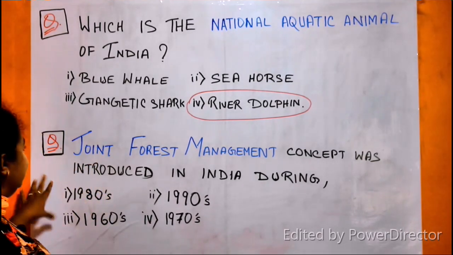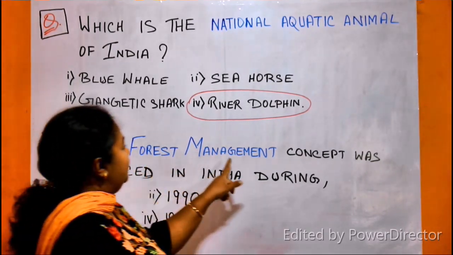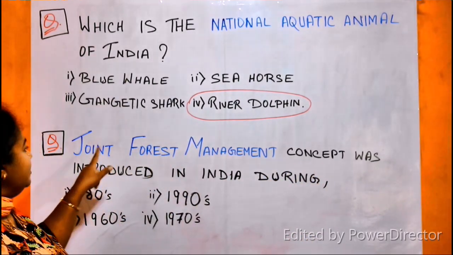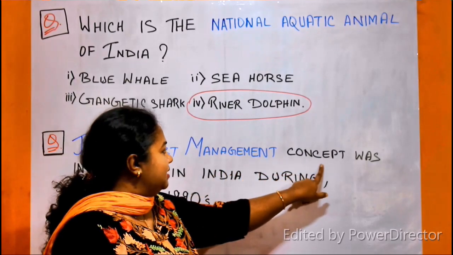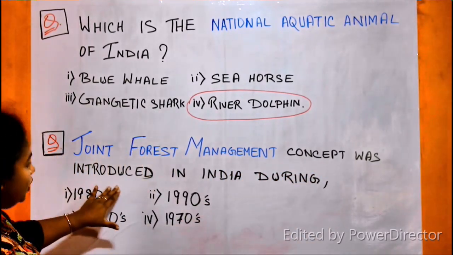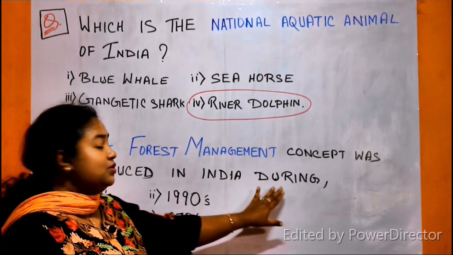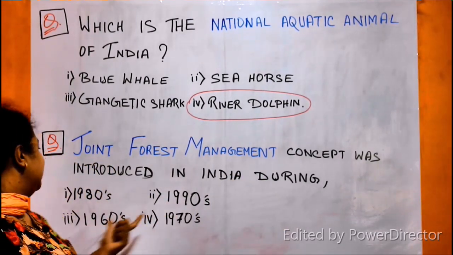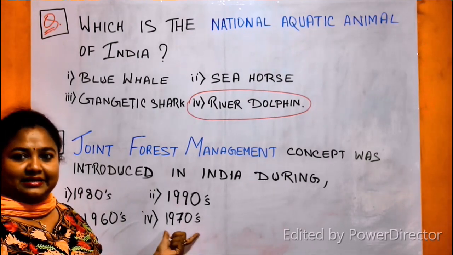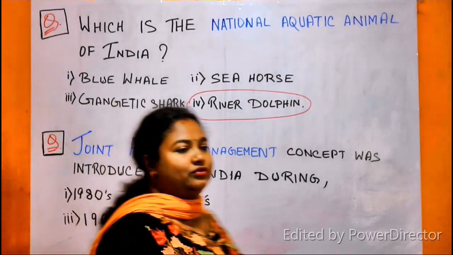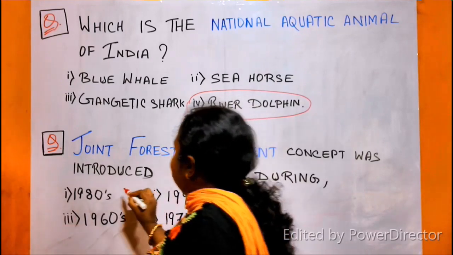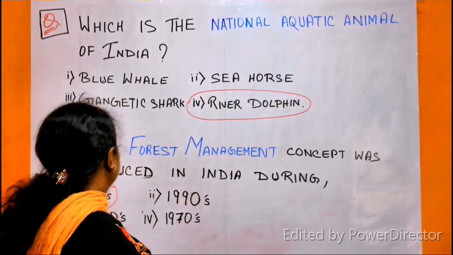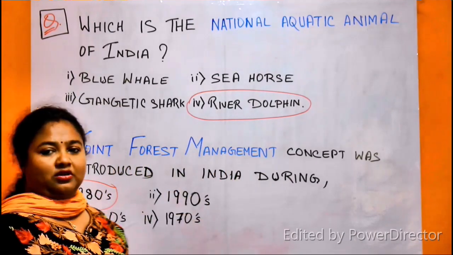Next question is joint forest management concept. I repeat, joint forest management concept was introduced in India during 1980s, 1990s, 1960s, 1970s. Again you have to remember it is in 1980s. But what is actually this joint forest management concept?